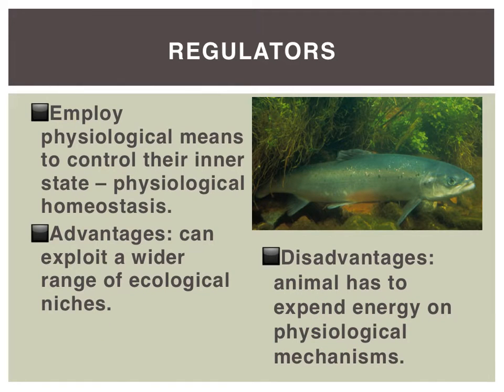A regulator, on the other hand, controls their internal or inner environment, and that's what we call physiological homeostasis, and I'll talk about that just shortly. The advantage to that is that you can exploit a wide range of ecological niches. So you have things like mammals, for example, that are found all over the planet in very cold environments and in very hot environments, because they control their internal body temperature. The disadvantage of being a regulator is that it takes up a lot of energy to be a regulator.